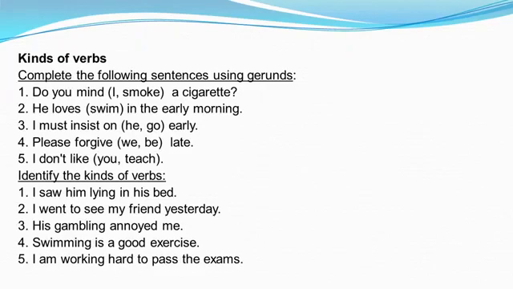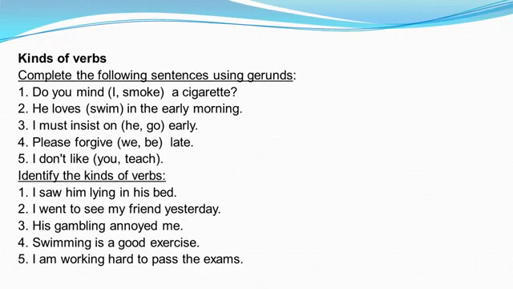The second one, he loves swim in the early morning. And we'll write he loves swimming in the early morning. The third one is I must insist on he go early. And we will write I must insist on his going. And number four, please forgive we be late. And we will write please forgive our being late. I don't like you teach. I don't like your teaching.